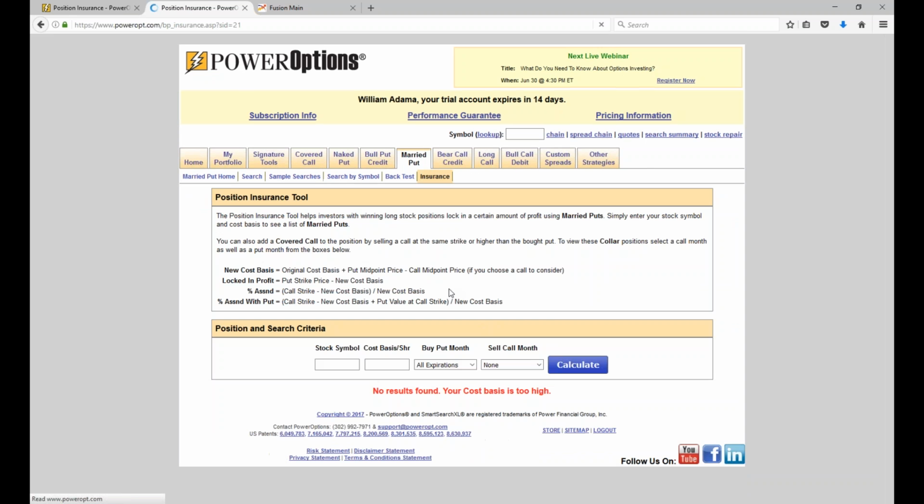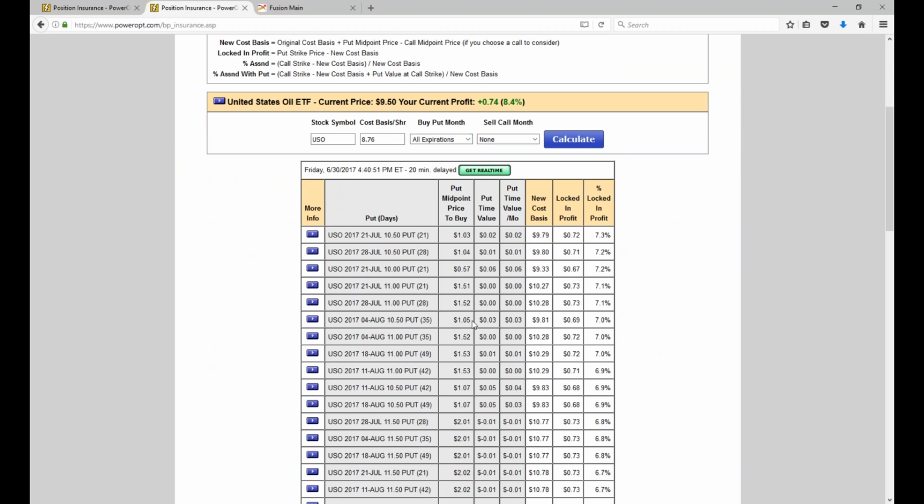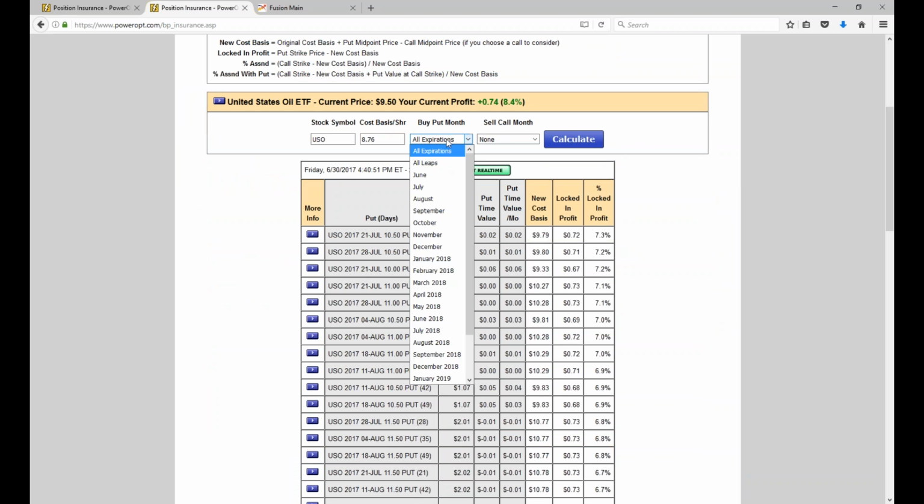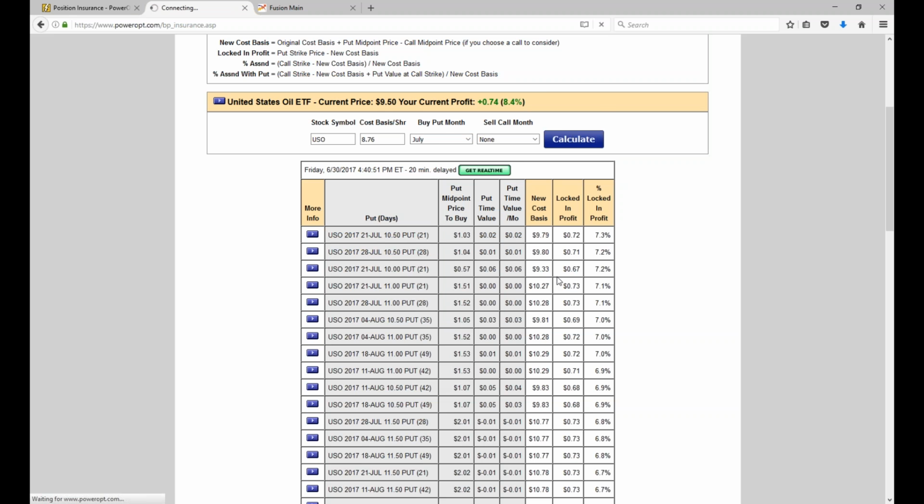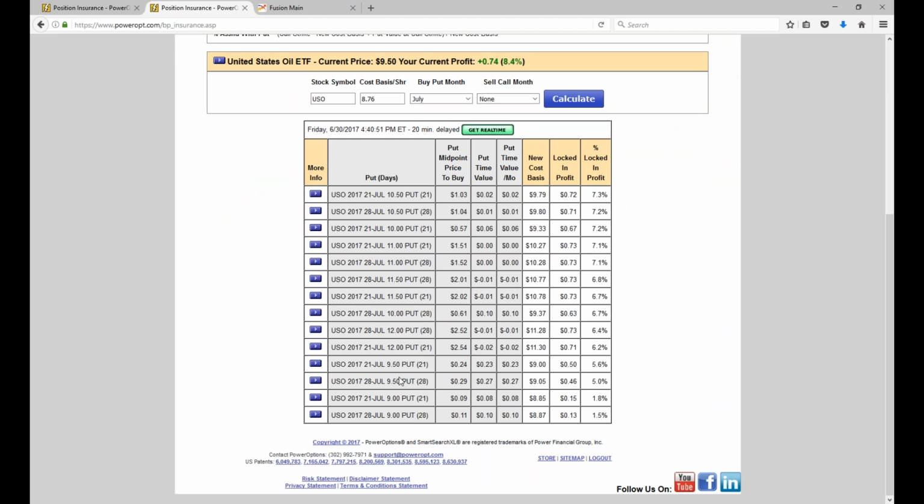So we went into the insurance for Betty's position, and real quick here, we had USO at a cost basis of $8.76. And I looked at all expirations first. And the stock's at $9.50, right? So let me go ahead and just take July. Now, if I did the at the money $9.50 put here, for a price of 29 cents, my time value would roughly be 29 cents. But I only have 28 days to go, so I'm going to lose a penny per day to theta decay with the shorter term insurance.